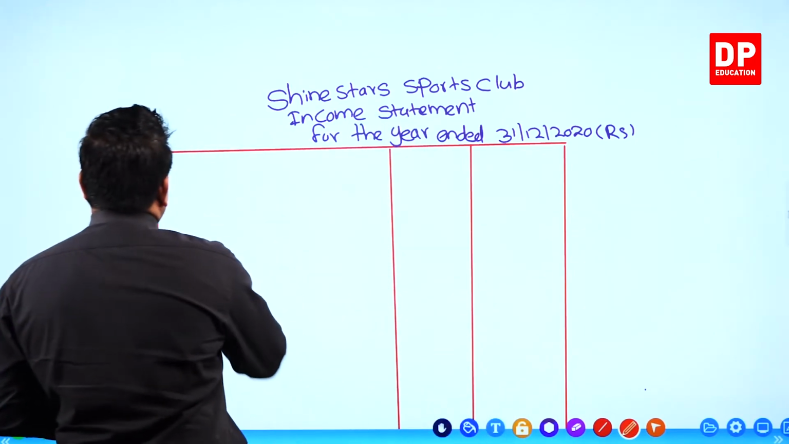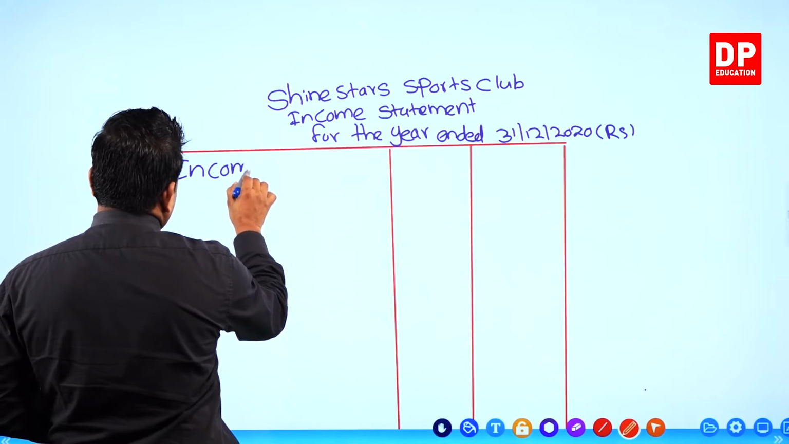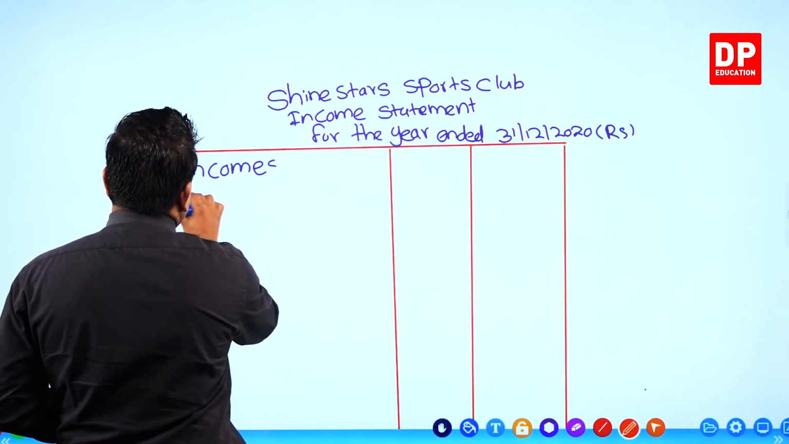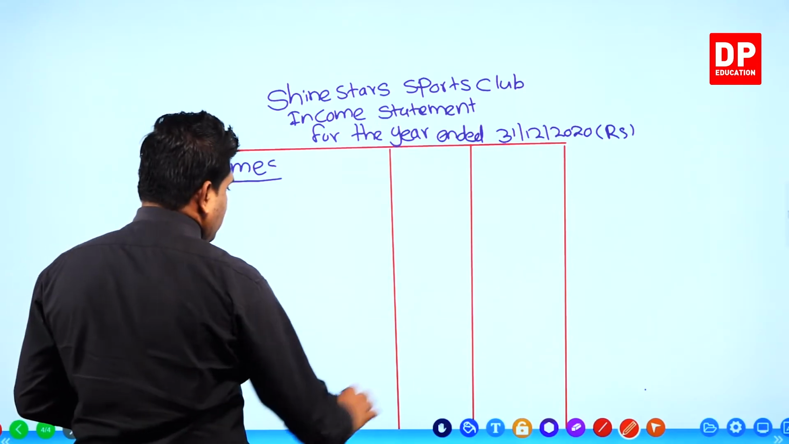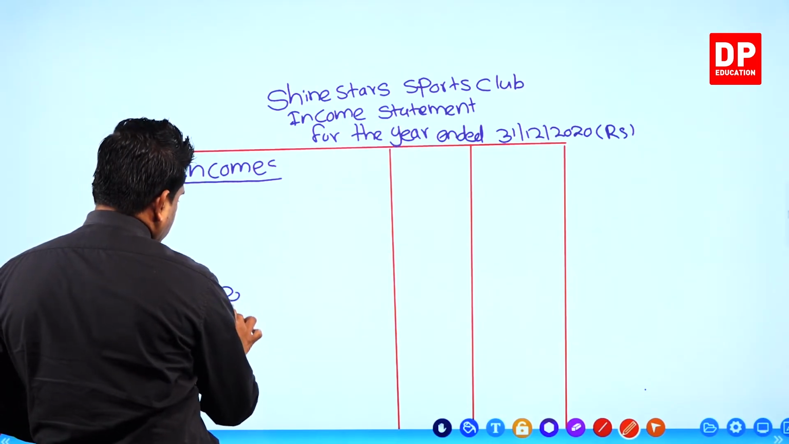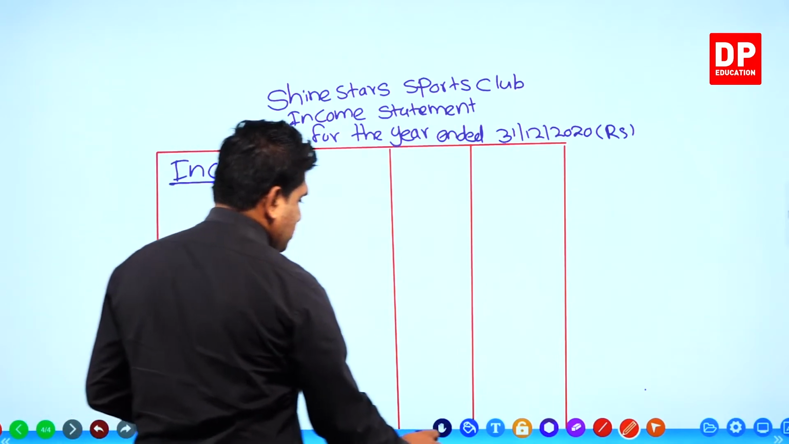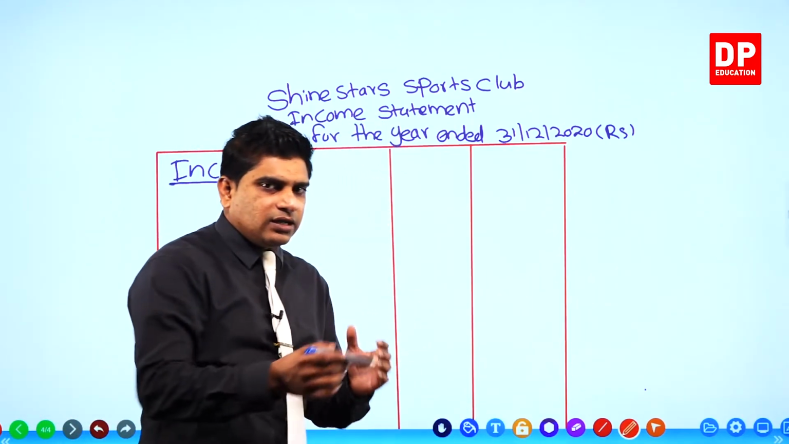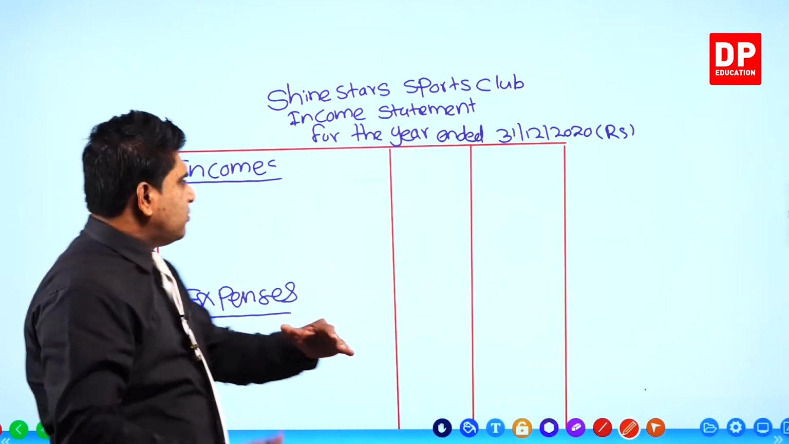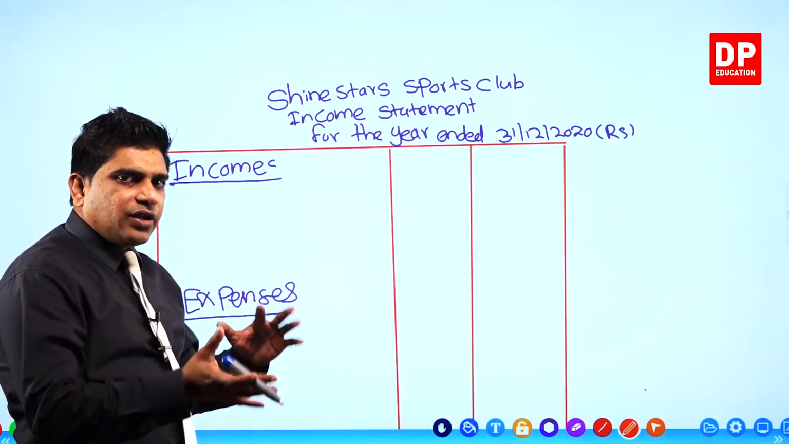Then on the top we write income, down we write expenses. Now I'll tell some income. Where do you write income? On the top. Down we write expenses, and the final difference may be a deficit or surplus.